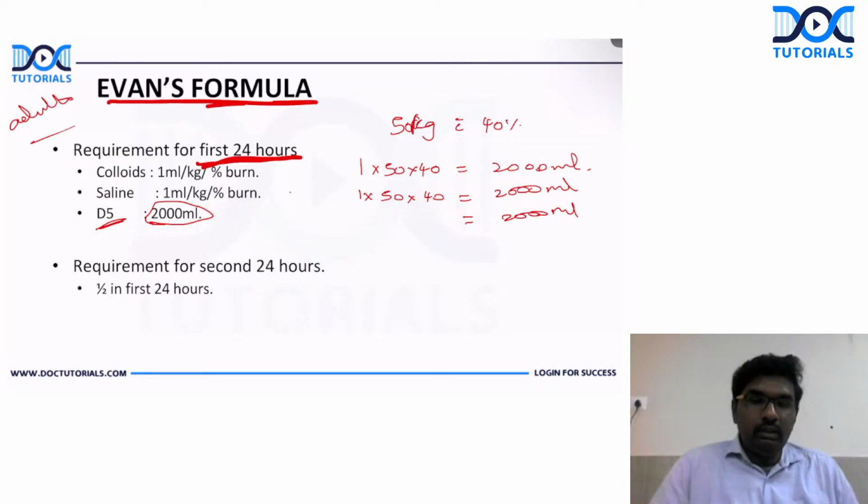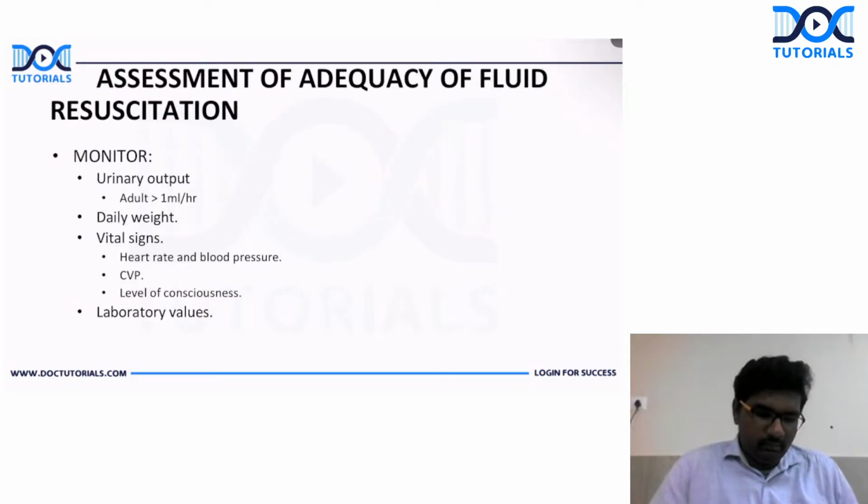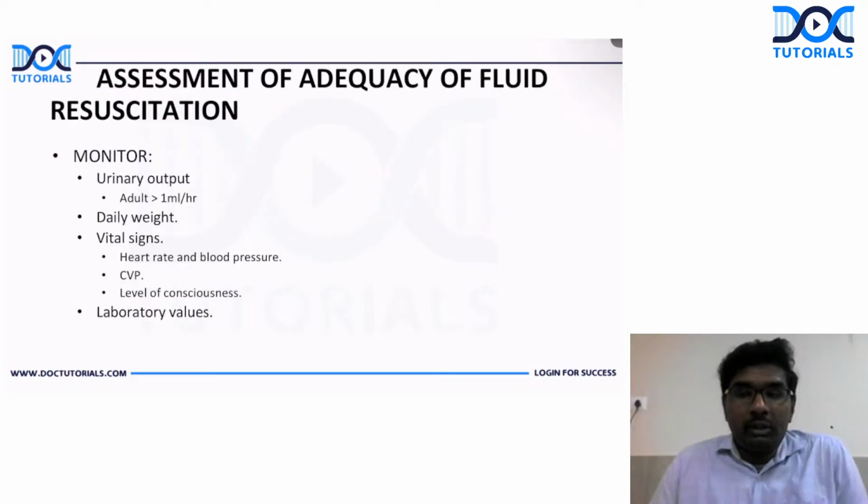And the requirement in the second 24 hours will be half of the first 24 hours. And it's similar in all three formulas. This is the Evans formula. So we are treating the patient with fluid.